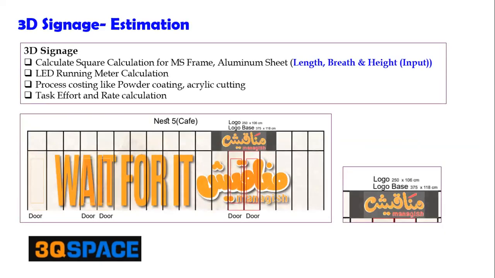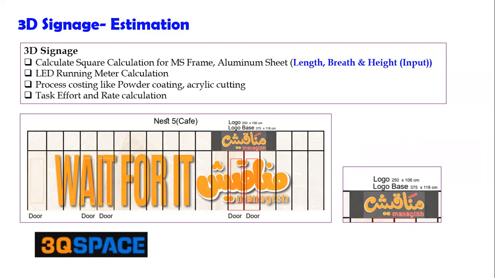The next aspect we are going to see is how we can estimate a 3D signage. In 3D signage, there is a base frame involved, and the letters are made out of acrylic, and then there are LEDs and electrical fittings inside this. So we will account into that every aspect of the raw material, the process, and the task involved into this.